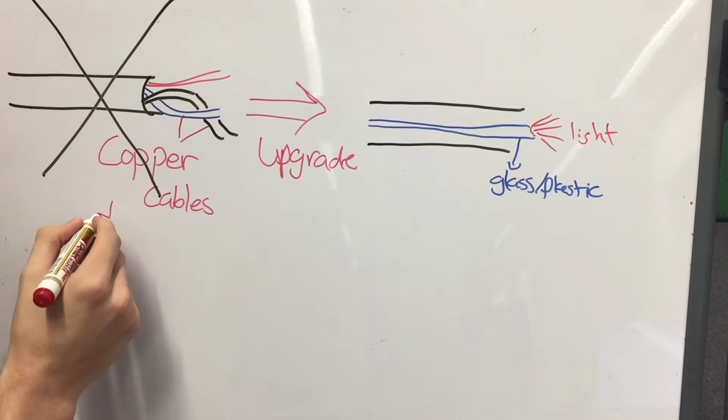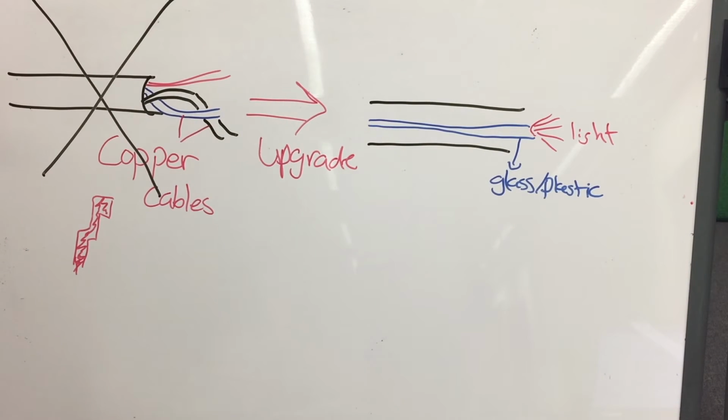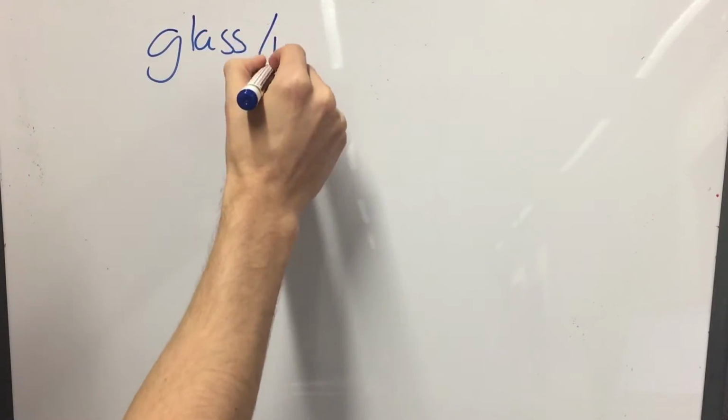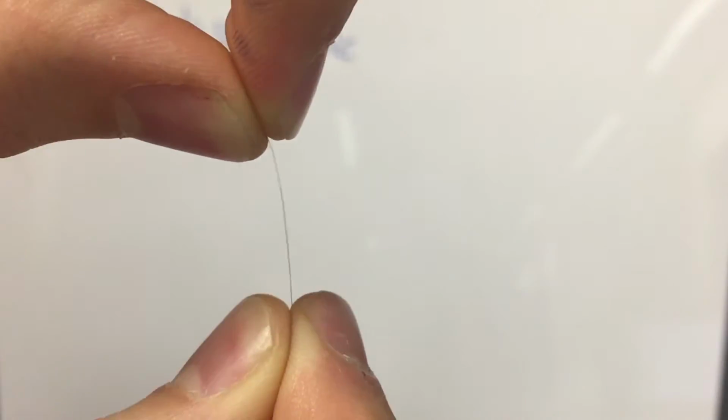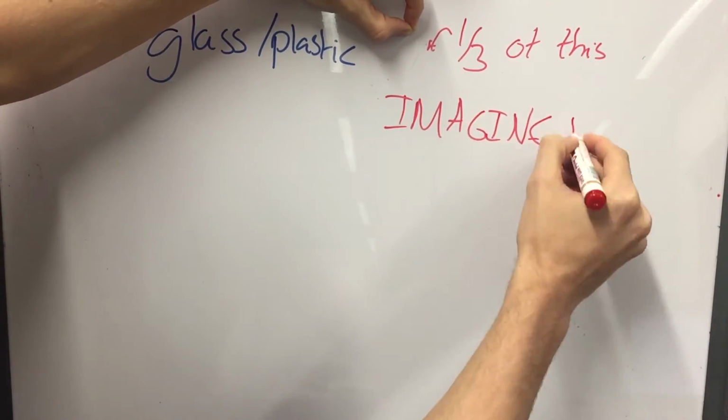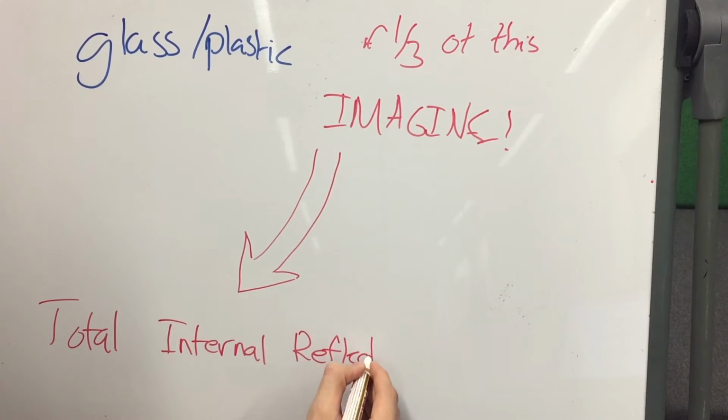Unlike copper cables, which use electric signals for transmission, optic fibers transmit signals in the form of light. The light travels through extremely thin strands of glass or plastic, about a third of the human hair, by the concept of total internal reflection. This phenomenon is basically the total reflection of incoming light at the boundary between two mediums.